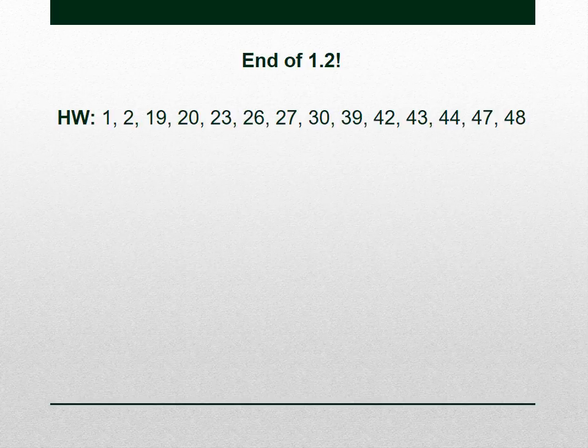And that's all we're doing in 1.2. So there's the homework, to get you familiar with functions and composition and profit, revenue, and cost.